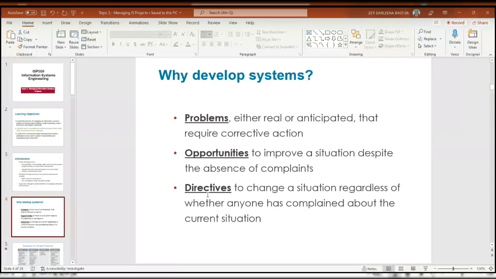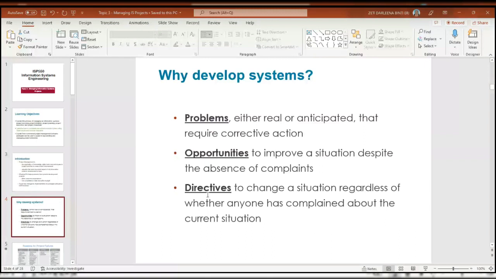Number one, we must know the problems, either real or anticipated, that require corrective actions. So we have to identify where the problems are and what the problems are, the reasons for the problems, what the consequences of the problems are, and we need to overcome the problems by doing the corrective action.